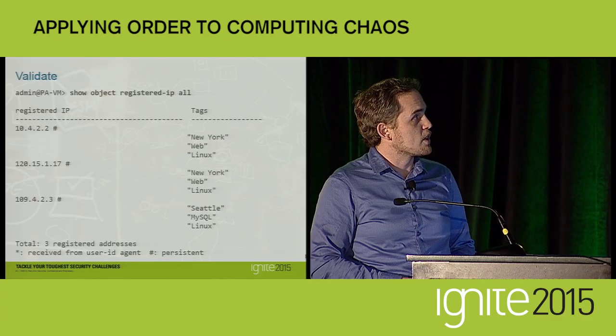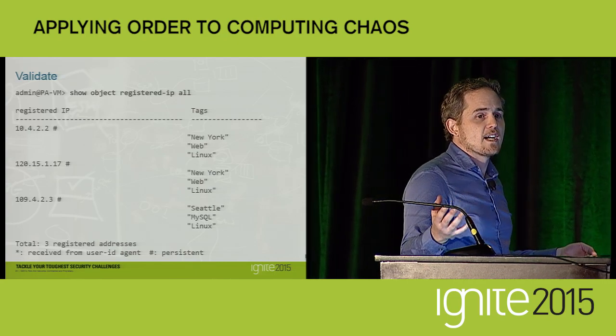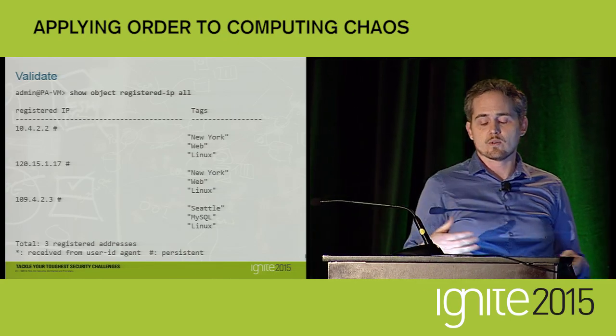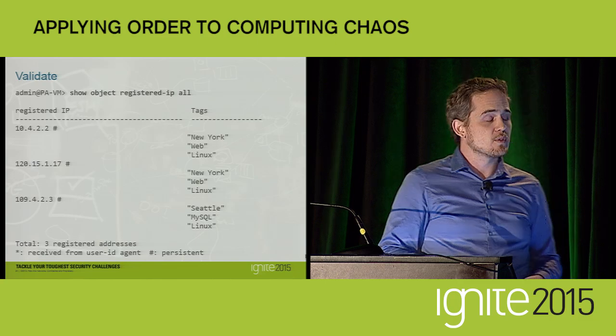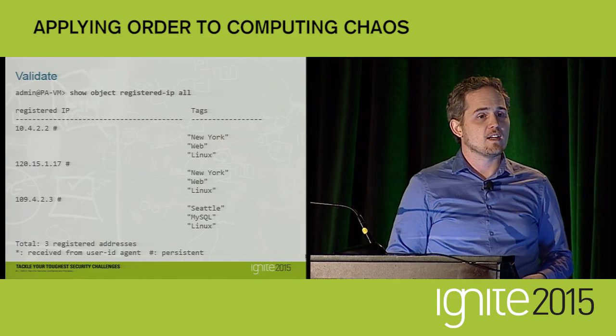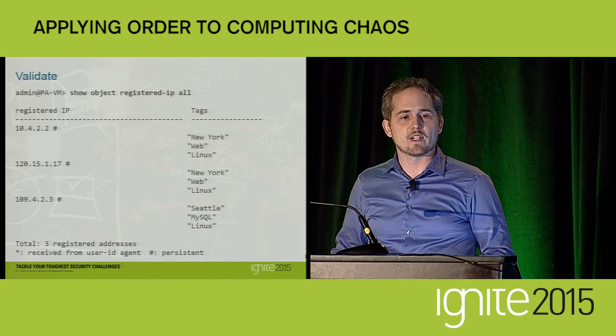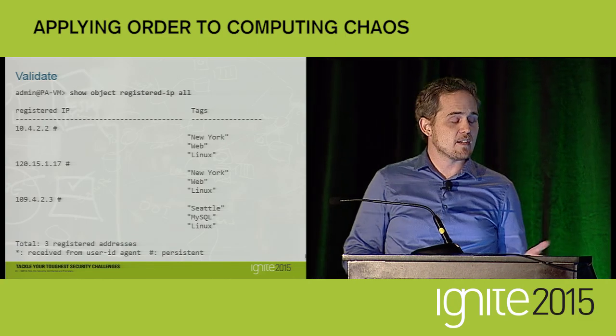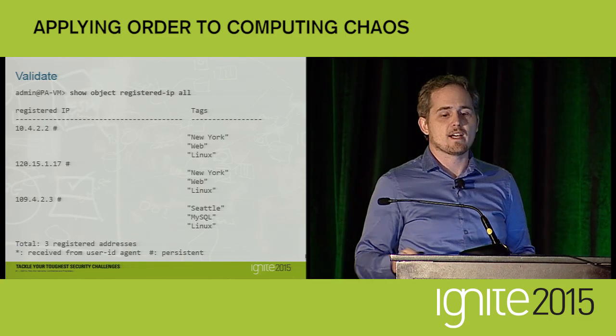You can verify that it's working, whether you're getting tags from VMware or you're getting tags through the XML API. You can use this show object registered-ip all command to see all of the registered IPs and the tags that they have. So here I have 3 registered IPs, each of them with 3 tags.